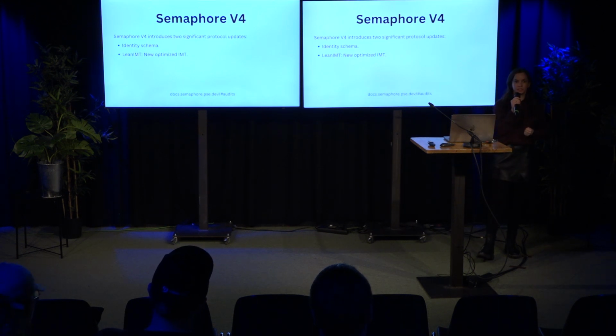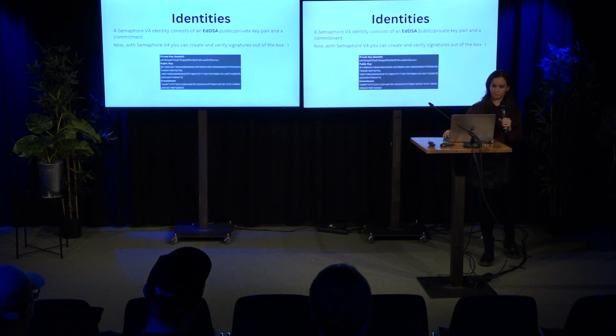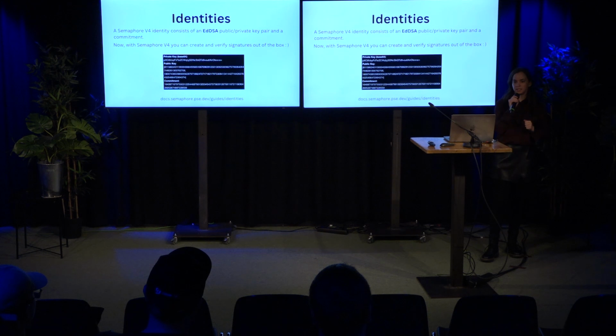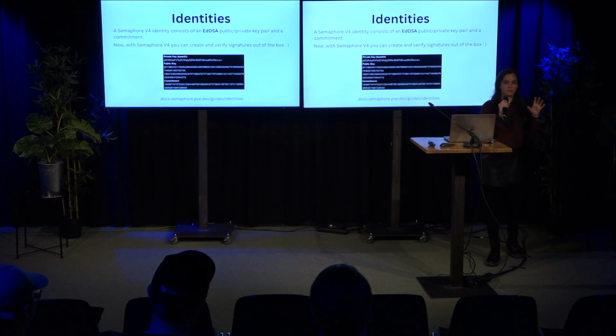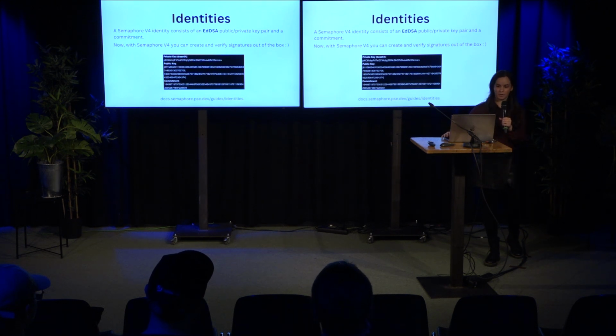Semaphore version 4 introduces two new main features. One is related to the identity schema, and the other is related to the new Merkle tree, which is called Lean Incremental Merkle tree, which is an optimized incremental Merkle tree. The Semaphore identity is an EdDSA public-private key pair and also a commitment. Now, with these identities, you can generate and verify signatures, which is great. Right before, people used to use CKP, so now you can do it out of the box.